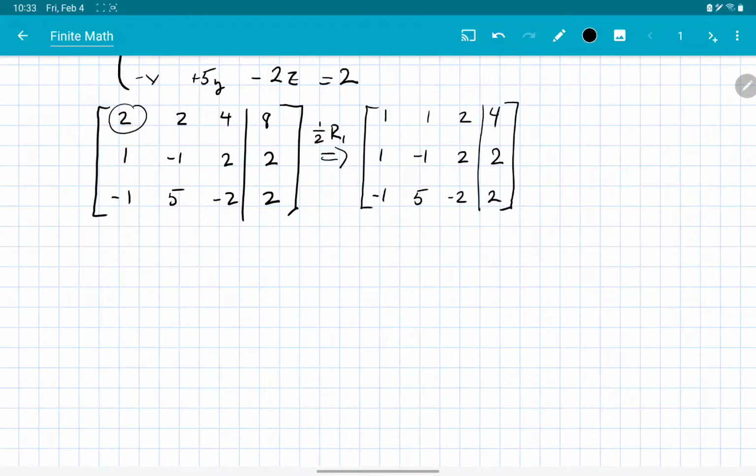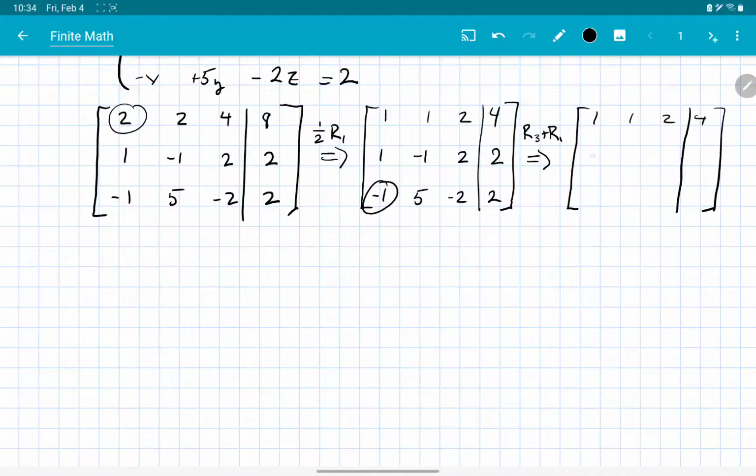All right. So we've got the 1 that we want, and now the next step, and I'm working a little more compactly than I have before, would be to take row 3 plus row 1. I want to get rid of this negative 1. So 1, 1, 2, 4. 1, negative 1, 2, 2. Now we're adding the 2 rows here. We get 0, 6, 0, 6.